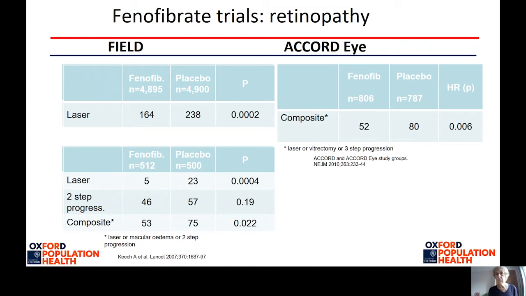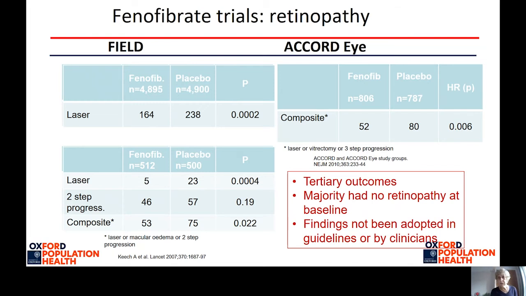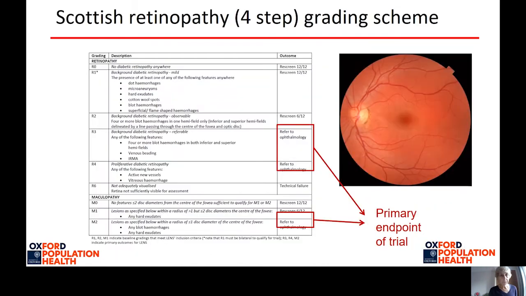And again, they saw a reduction among those who got Fenofibrate compared with those on placebo, with a hazard ratio of 0.6 and a p-value of 0.006. But these were tertiary outcomes in both these trials. And importantly, the findings have not really led to changes in guidelines or uptake by clinicians. And we really need more data to see whether these were just chance findings, which seems unlikely given the p-values, but they are based on relatively small numbers.